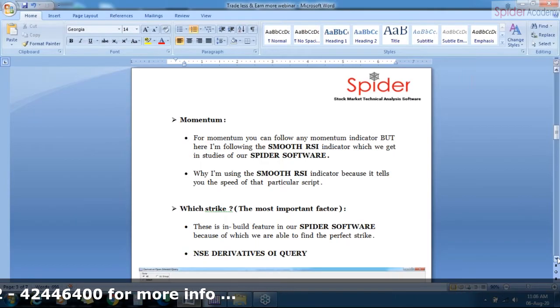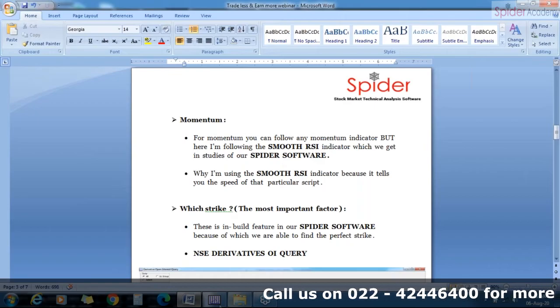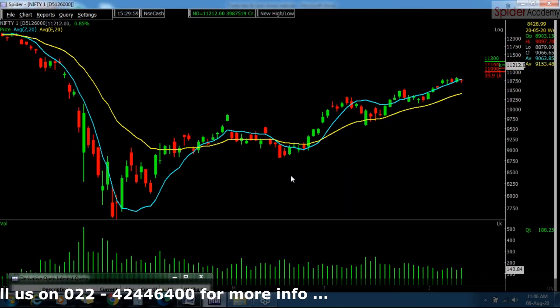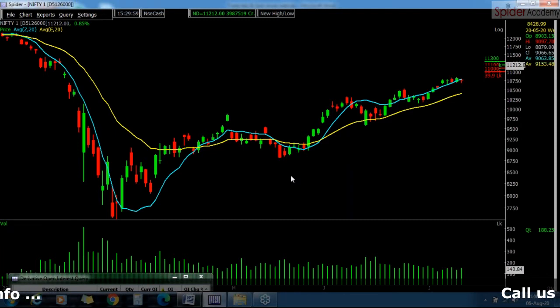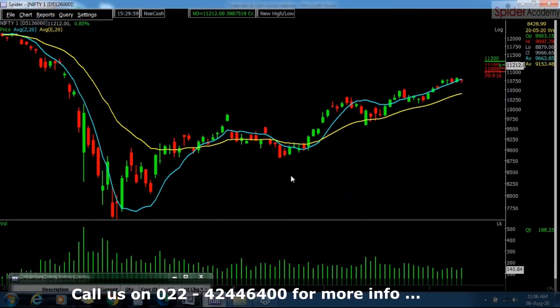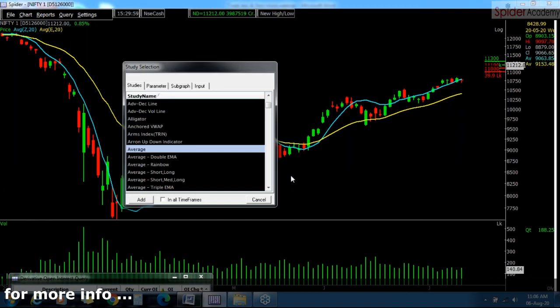If I go for the speed, for example, I am taking the example of a car. If a car is moving at high speed, it is running on a highway, so it will move very speedily there. If its speed decreases, it is coming onto a smaller road, so its speed has decreased. Same way, here in studies I will plot the smooth RSI.